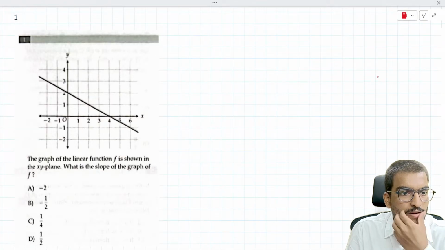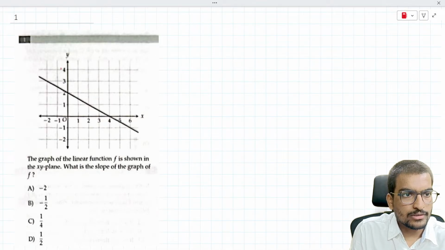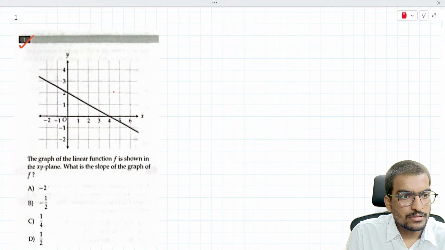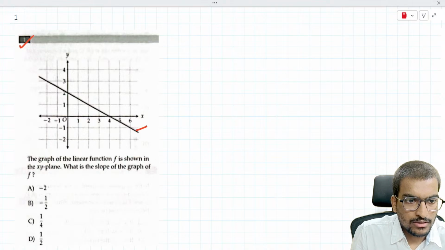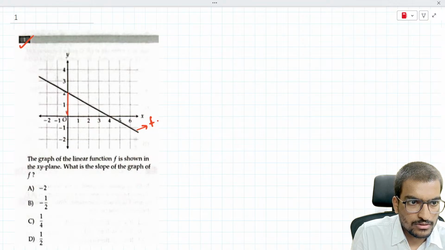So let's start exercise 6.2, question number 1. The graph of linear function f is shown in the xy plane. What is the slope of the graph f? They already gave linear function f, which is shown in the graph, and they are asking its slope. How do we find slope? Rise by run. Here it's going downward, so it's going to be negative.